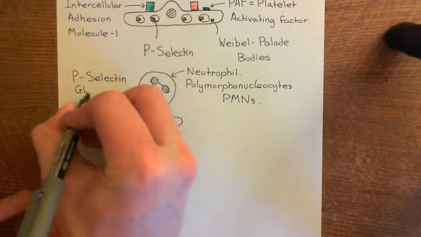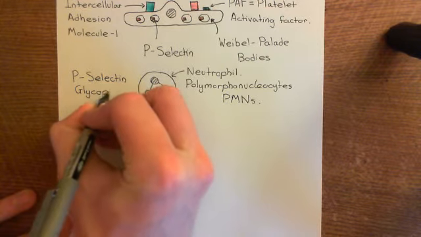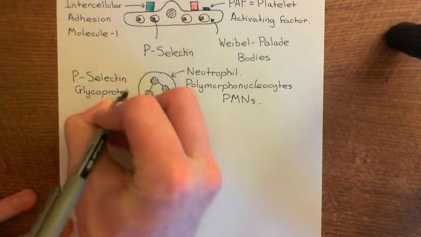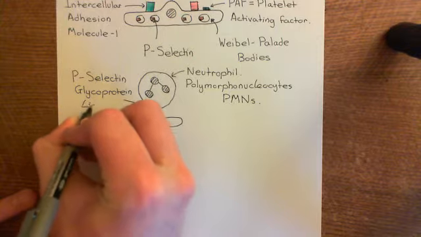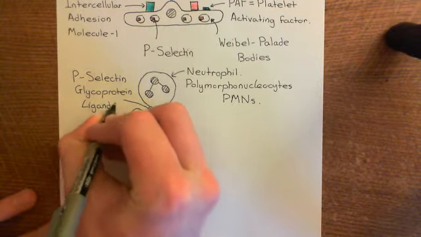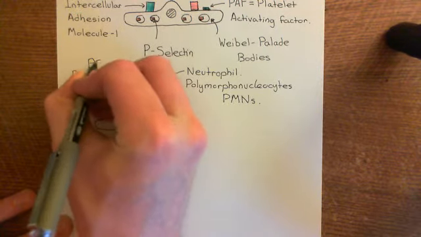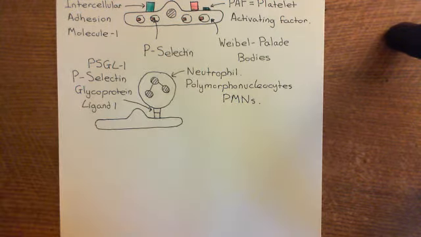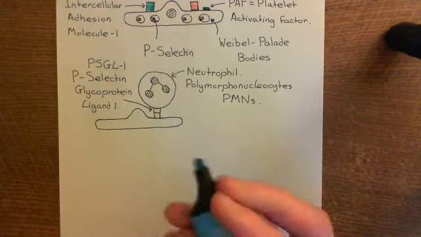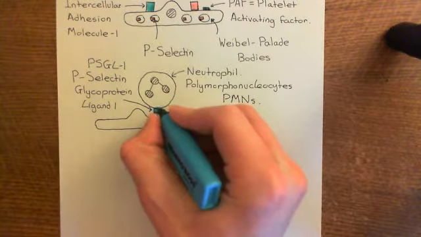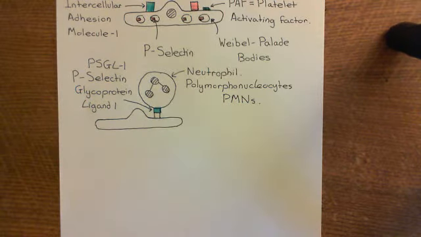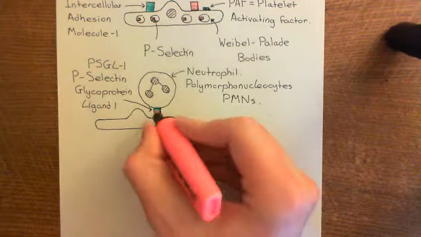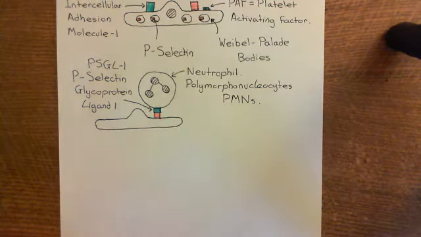glycoprotein ligand 1. Okay, and because p-selectin glycoprotein ligand 1 is a bit of a mouthful, people often abbreviate p-selectin glycoprotein ligand 1 to PSGL1. Okay, so neutrophils always have PSGL1 on their surface. It's the endothelial cell that has changed, remember. Endothelial cells don't usually have p-selectin on their surface. Okay, so here's the p-selectin in red, and the p-selectin glycoprotein ligand 1 is in blue.